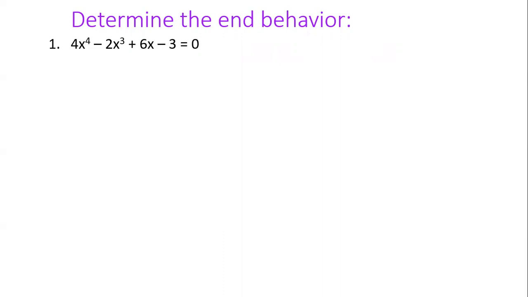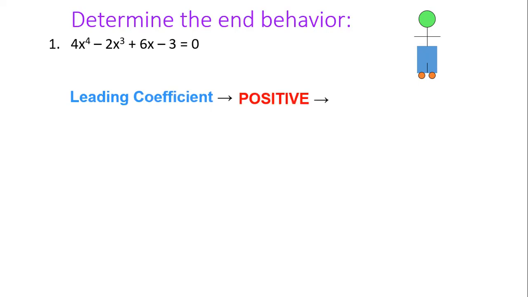What is step 1 to determine the end behavior? The leading coefficient. So step 1 of our dance. What is the leading coefficient? 4. Is 4 positive? Yes. So what does that mean for my dance? My right hand goes up.